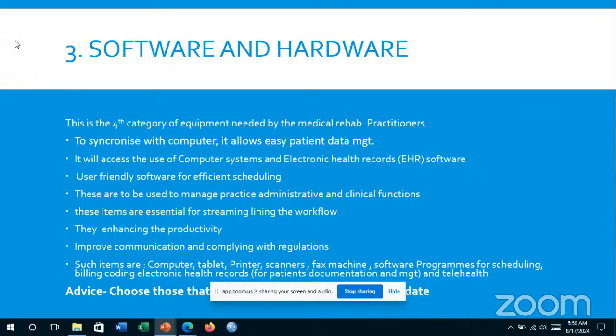So such items are what this picture shows. We have desktops, software, hardware, all the accessories, a fax machine, programmers, billing codes, electronic health records, and the like. So my advice to you on this is to choose those that are user-friendly, secure, and up to date.